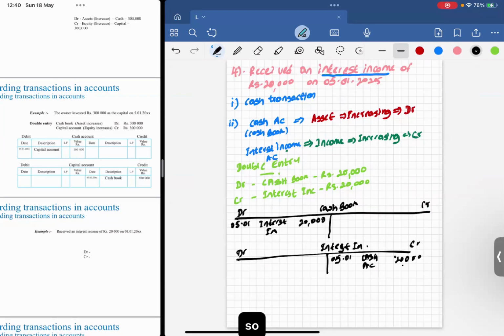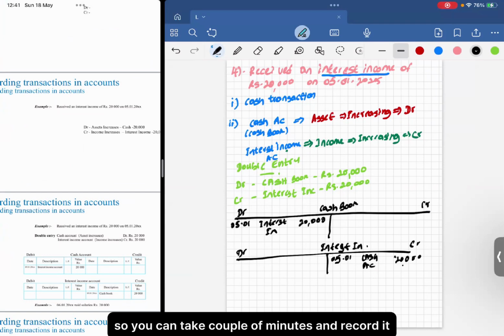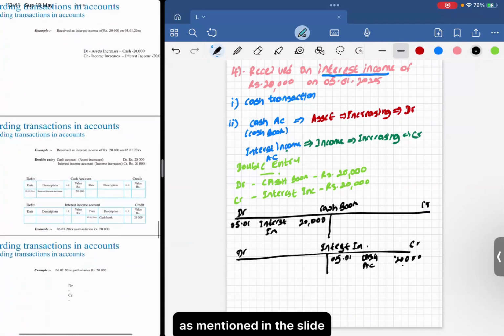Okay, so let's take a couple of minutes and write it down. You have to write it as mentioned in the slide. So take a couple of minutes and write it.